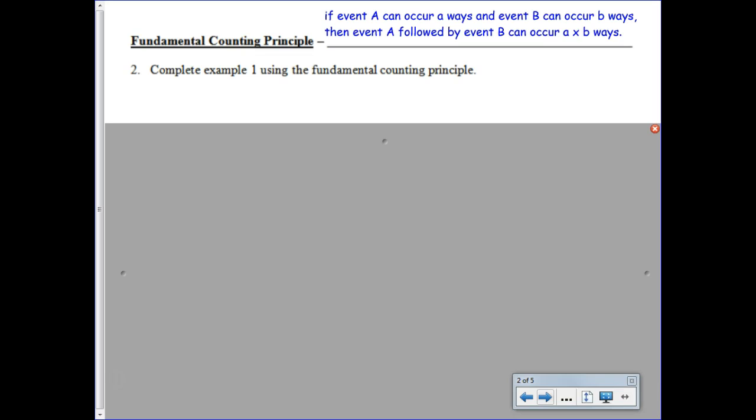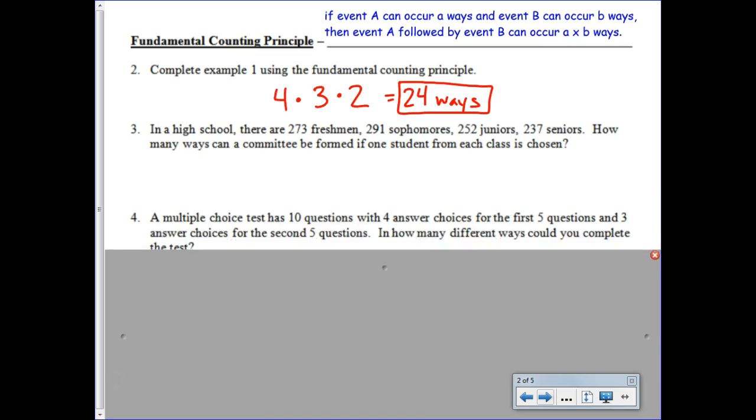So all that means is we have 4 options for our entree, times we had 3 options for our side, times we had 2 options for our drink. So 4 times 3 times 2 is 24 ways. There are 24 ways that can occur.